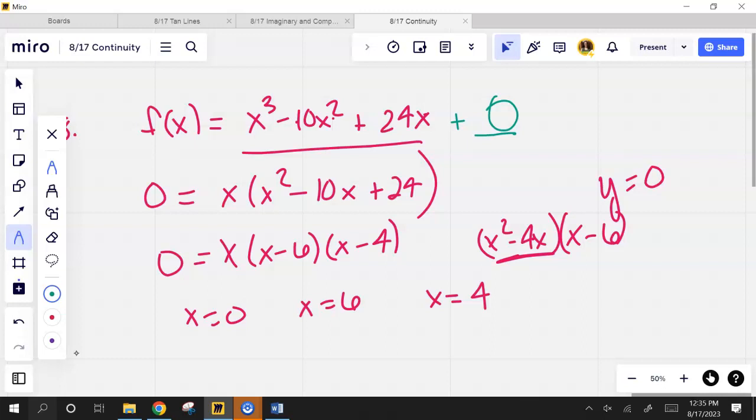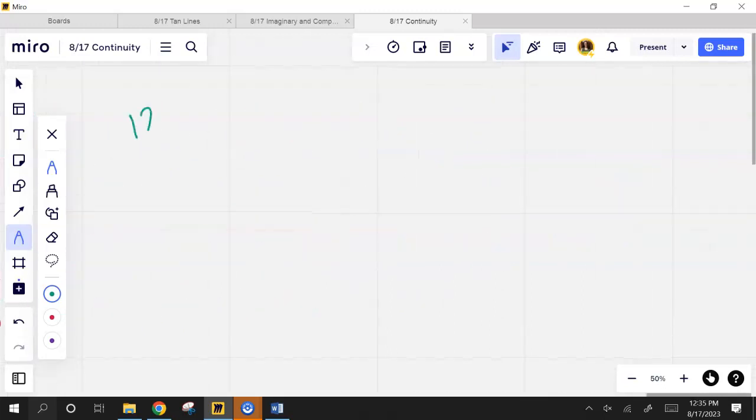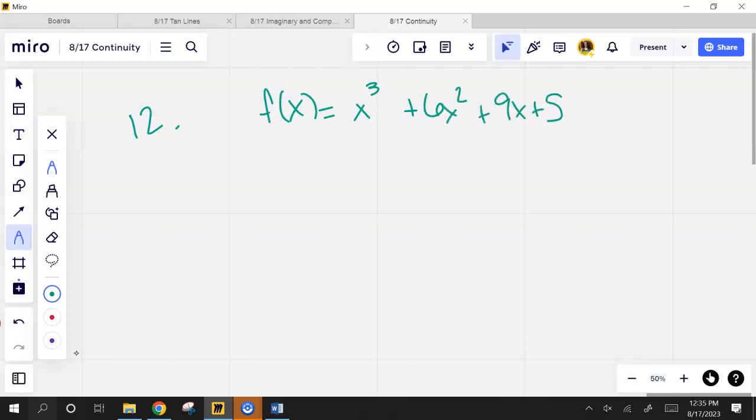Back page. Which one on the back page? 12. 12 through 20. Let's do 12. No, that's what time you leave, silly goose. All right, again, use the graph to answer the questions. So it says extrema. We're just looking for maxes and mins here. That's it.